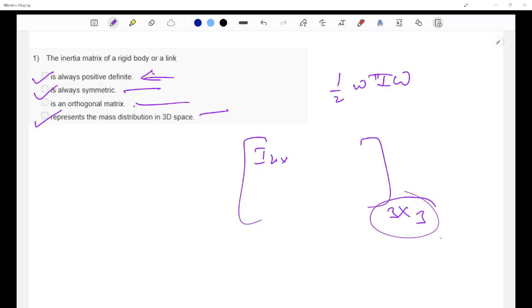We are only doing this in x, y, and z directions. If you are doing it in two dimensions, in planar motion, then you will not have all of them. You will have a 2 by 2 matrix only.